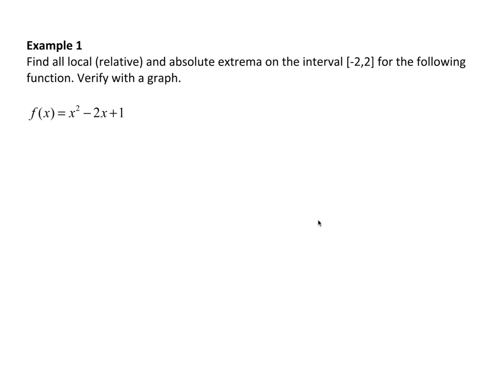Let's take a look at an example now. I want to find all local or relative and absolute extrema. So I want to find all the local mins and maxes and all the absolute mins and maxes on the interval, specifically -2 to 2. So the first thing I want to do is find f prime of x. So f prime of x equals 2x minus 2, which equals 2 times x minus 1.